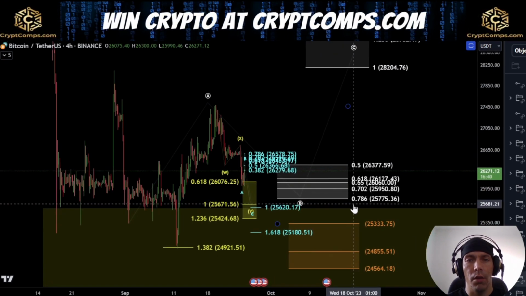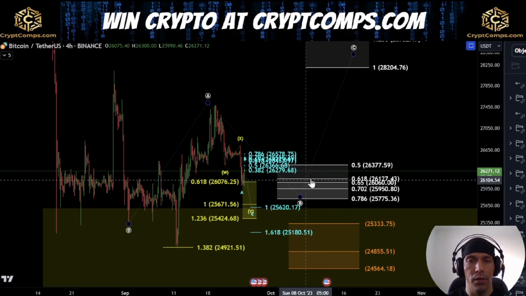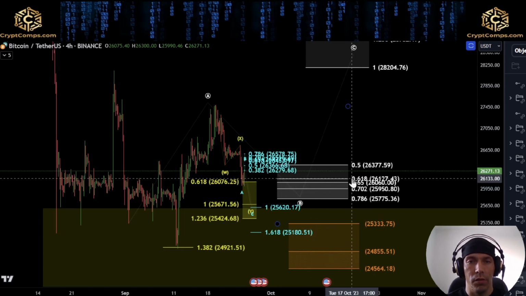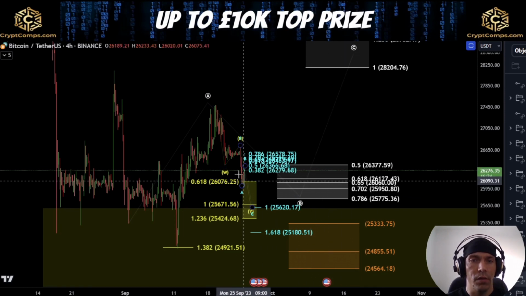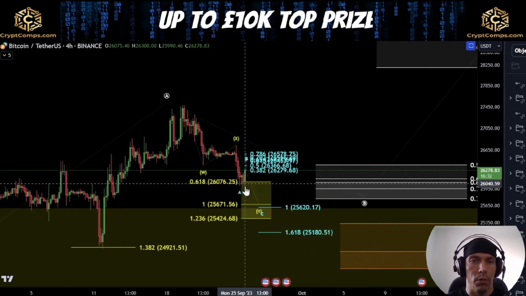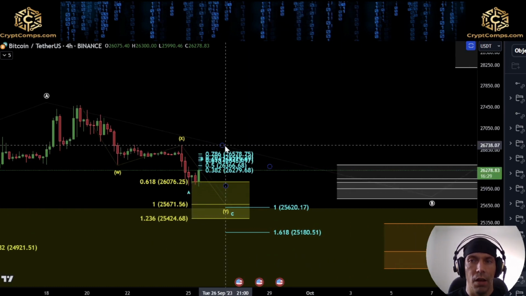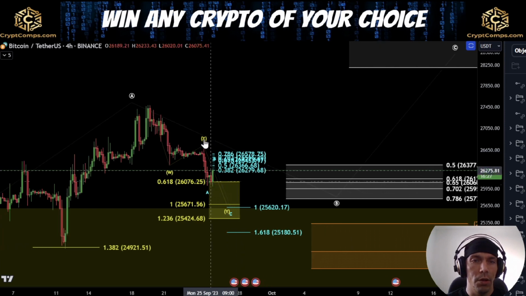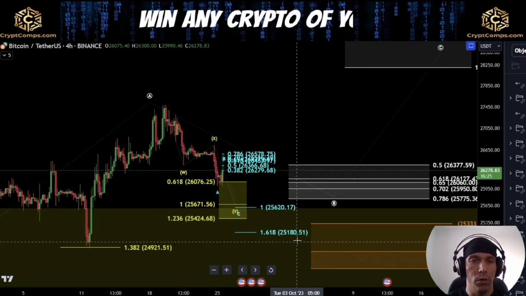Now the common target area for B wave has already been hit here at this 0.618 level. Now what I want to see is how we respond. We can see we're starting to get a bit of a rally here, but until we cross this high of 26,738, I'm going to be looking out for the more bearish case where we could still continue down.